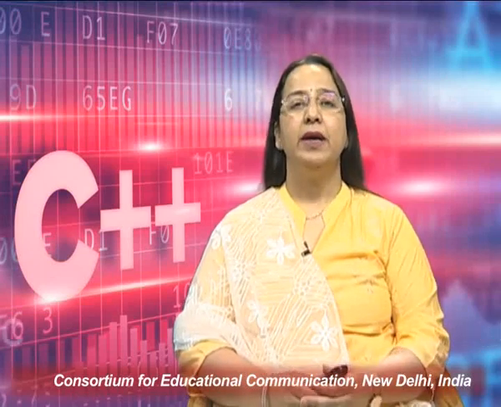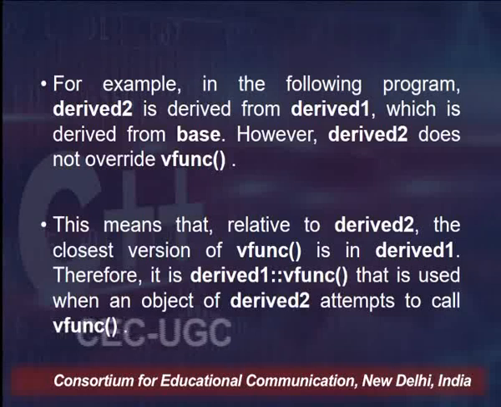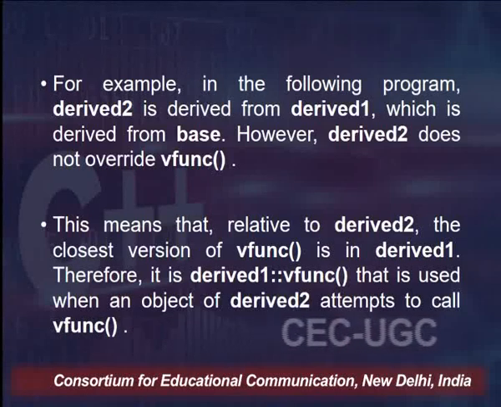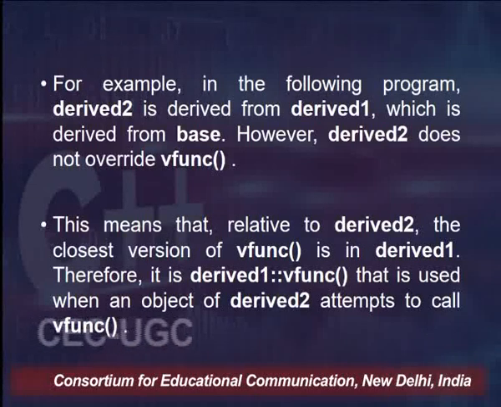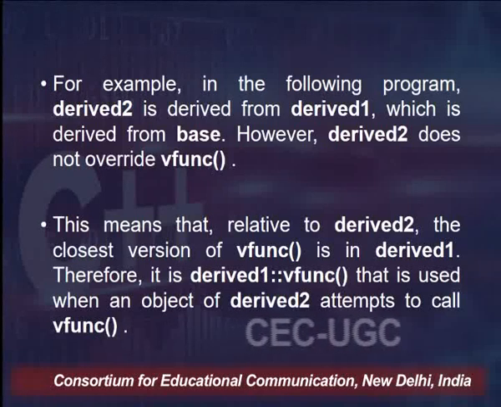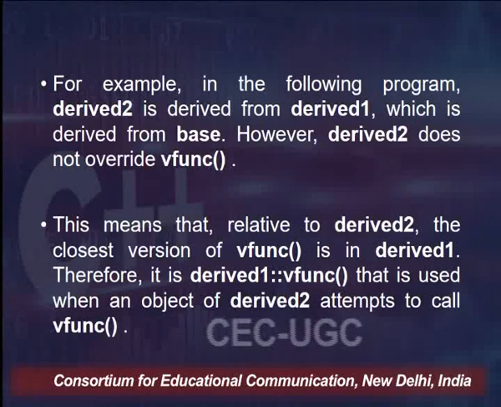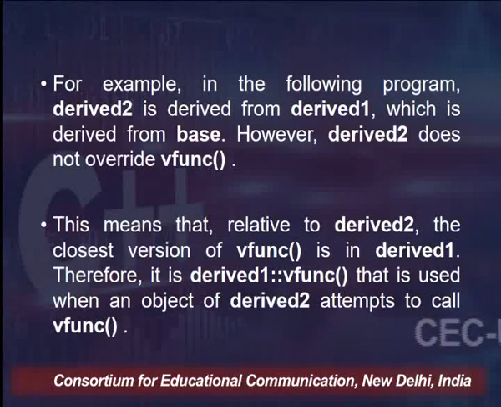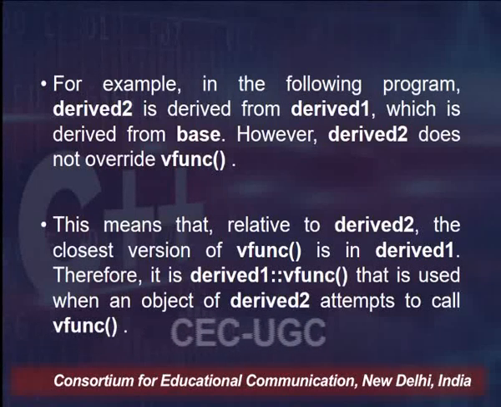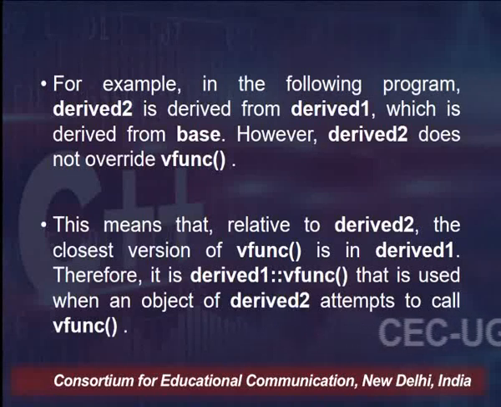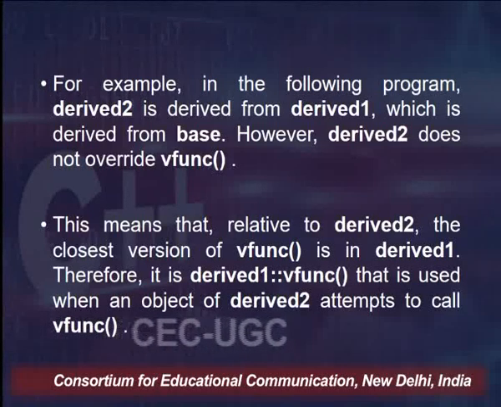For example, in the following program, we are going to discuss a case in which derived 2 is derived from derived 1. It is not derived from the base as in the previous example. In the previous example, derived 2 was derived from the base class, while in the following program, which we are going to discuss in a short while, derived 2 is derived from another derived class, derived 1, which is in turn derived from base. So here is a case of multi-level inheritance.